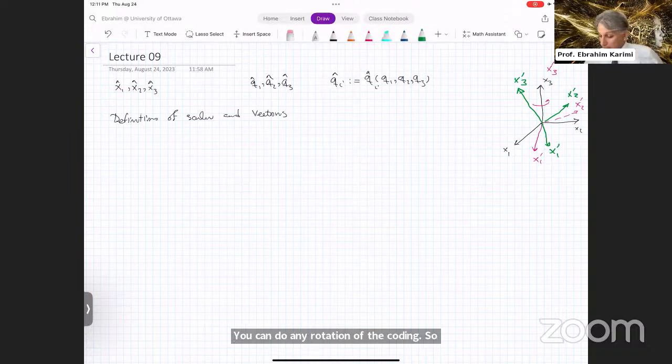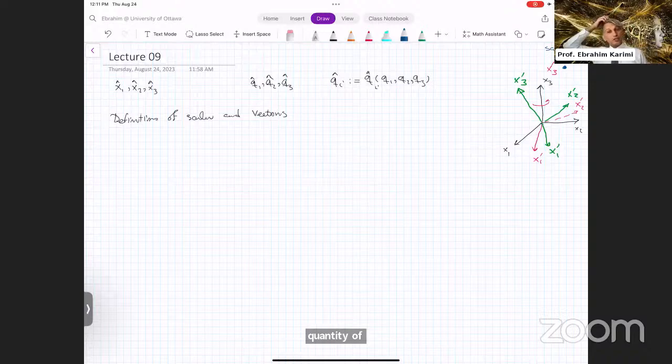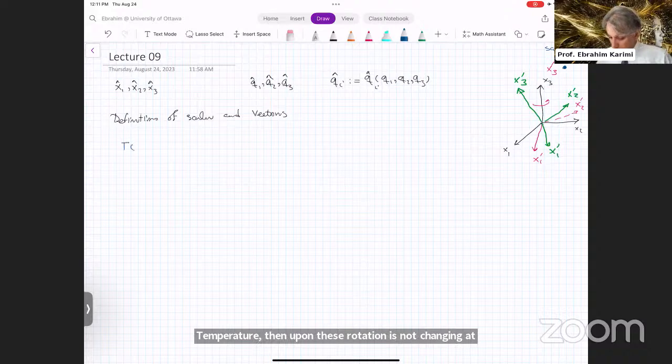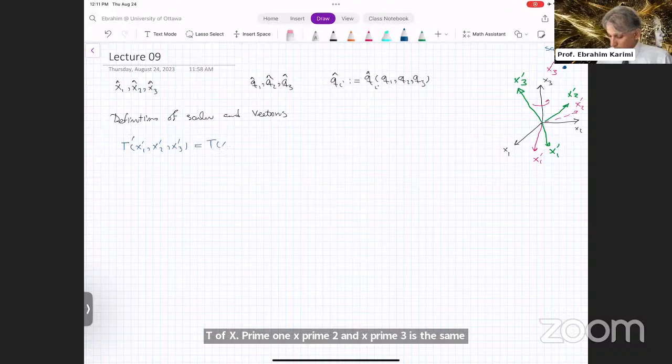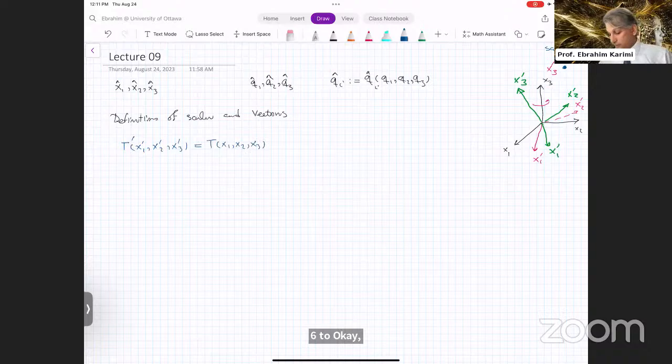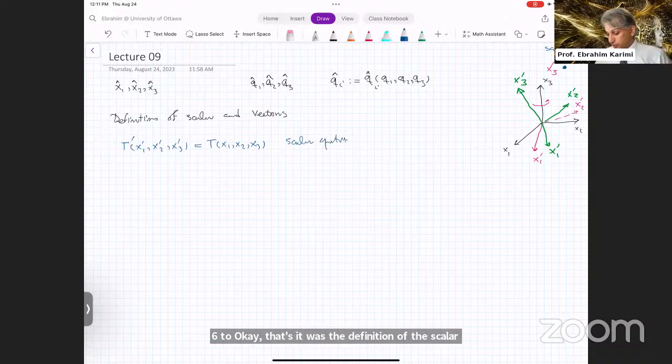So if you have a scalar quantity here, like a temperature, then upon this rotation it is not changing at all. So the scalar quantity T of x prime 1, x prime 2, and x prime 3 is the same as T of x1, x2, and x3. Okay, that was the definition of the scalar quantity, which upon the rotation, nothing has changed.